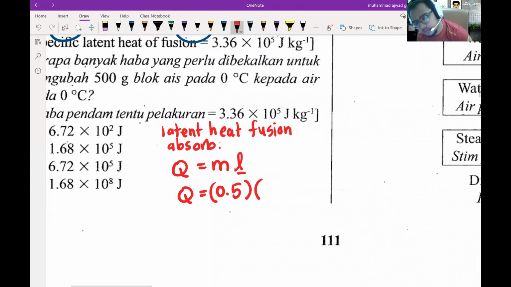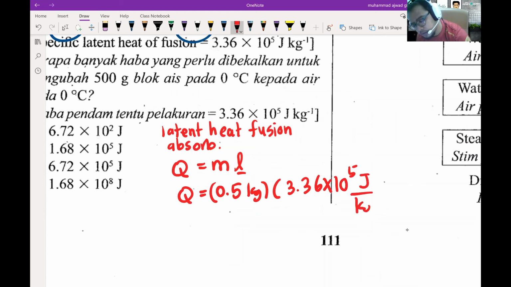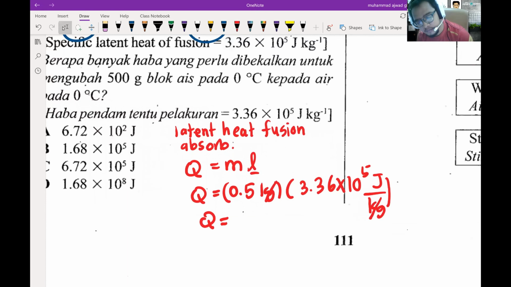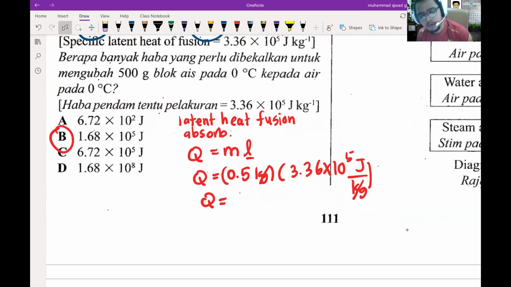times with 3.36 times 10 to the power of 5 joule per kg. So kg cikgu boleh potong, tinggal joule. So bahagi 2, 1.68 kali 10 kuasa 5 joule.